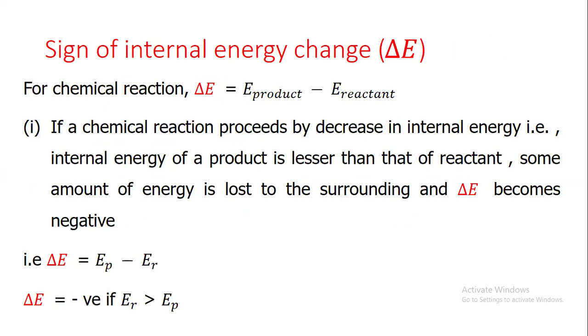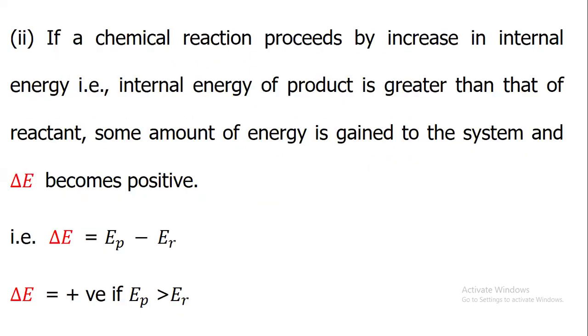Sign of internal energy change delta E for chemical reaction: delta E equal to E product minus E reactant. If a chemical reaction proceeds by decrease in internal energy, that is internal energy of product is lesser than that of the reactant, some amount of energy is lost to the surrounding and delta E becomes negative. That is delta E equal to EP minus ER, delta E negative if ER is greater than EP. If a chemical reaction proceeds by increasing internal energy, that is internal energy of product is greater than that of reactant, some amount of energy is gained by the system and delta E becomes positive. That is delta E equal to EP minus ER, delta E positive if EP is greater than ER.